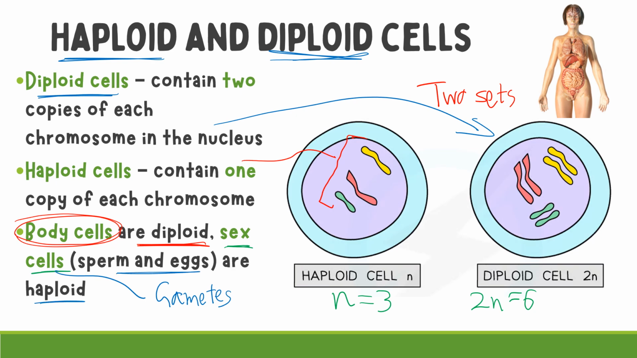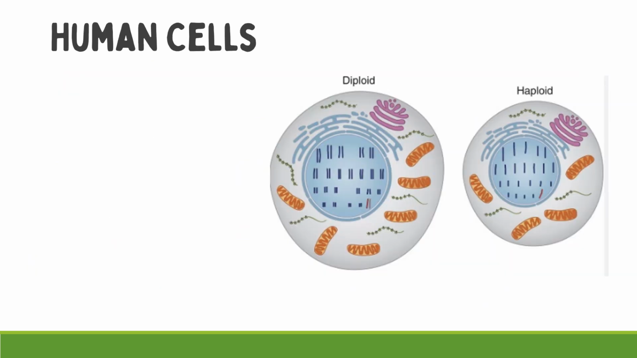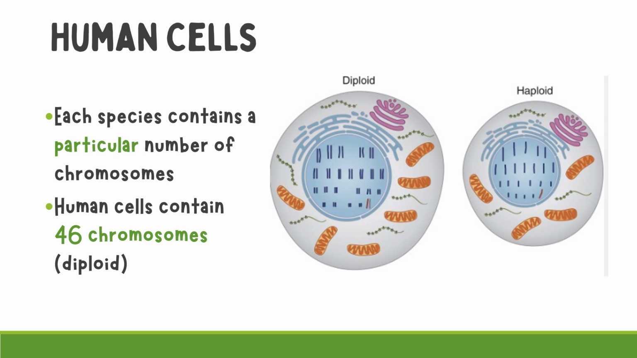So gametes are haploid. All right, here are a couple of human cells. We've arranged the chromosomes neatly. They don't line up like this normally. They do float around more like a bowl of spaghetti. So we have a diploid human cell and a haploid human cell.